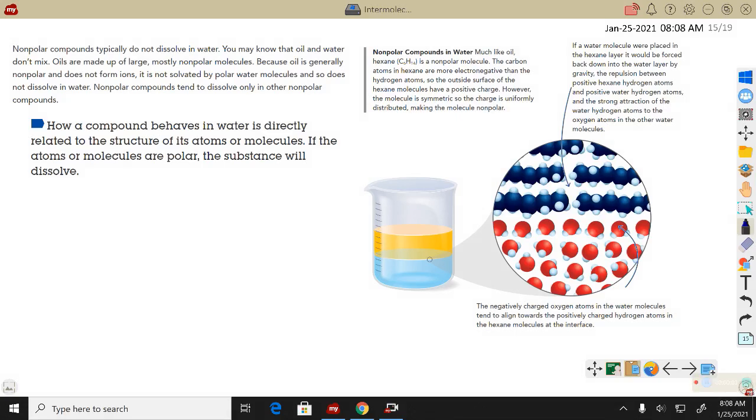The grand rule of solubility is like dissolves like. We should make note of that. Like dissolves like. And by that we mean polar molecules dissolve in polar solvents. Nonpolar molecules dissolve in nonpolar solvents.